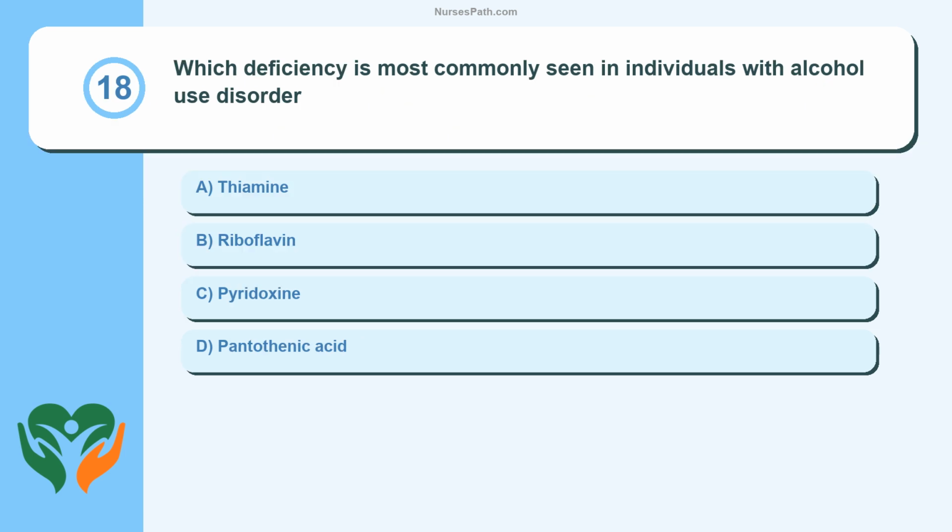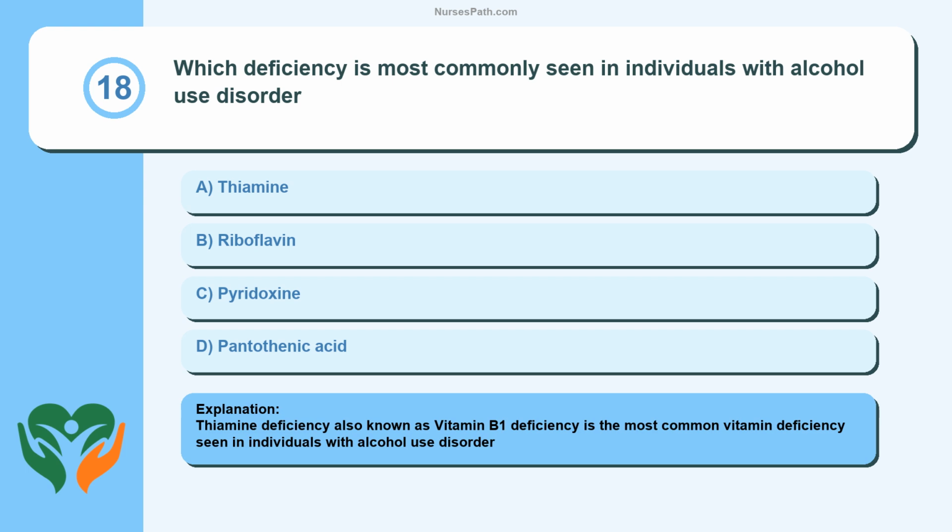Question 18. Which deficiency is most commonly seen in individuals with alcohol use disorder? Thiamine, riboflavin, pyridoxine, pantothenic acid. Thiamine deficiency, also known as vitamin B1 deficiency, is the most common vitamin deficiency seen in individuals with alcohol use disorder.